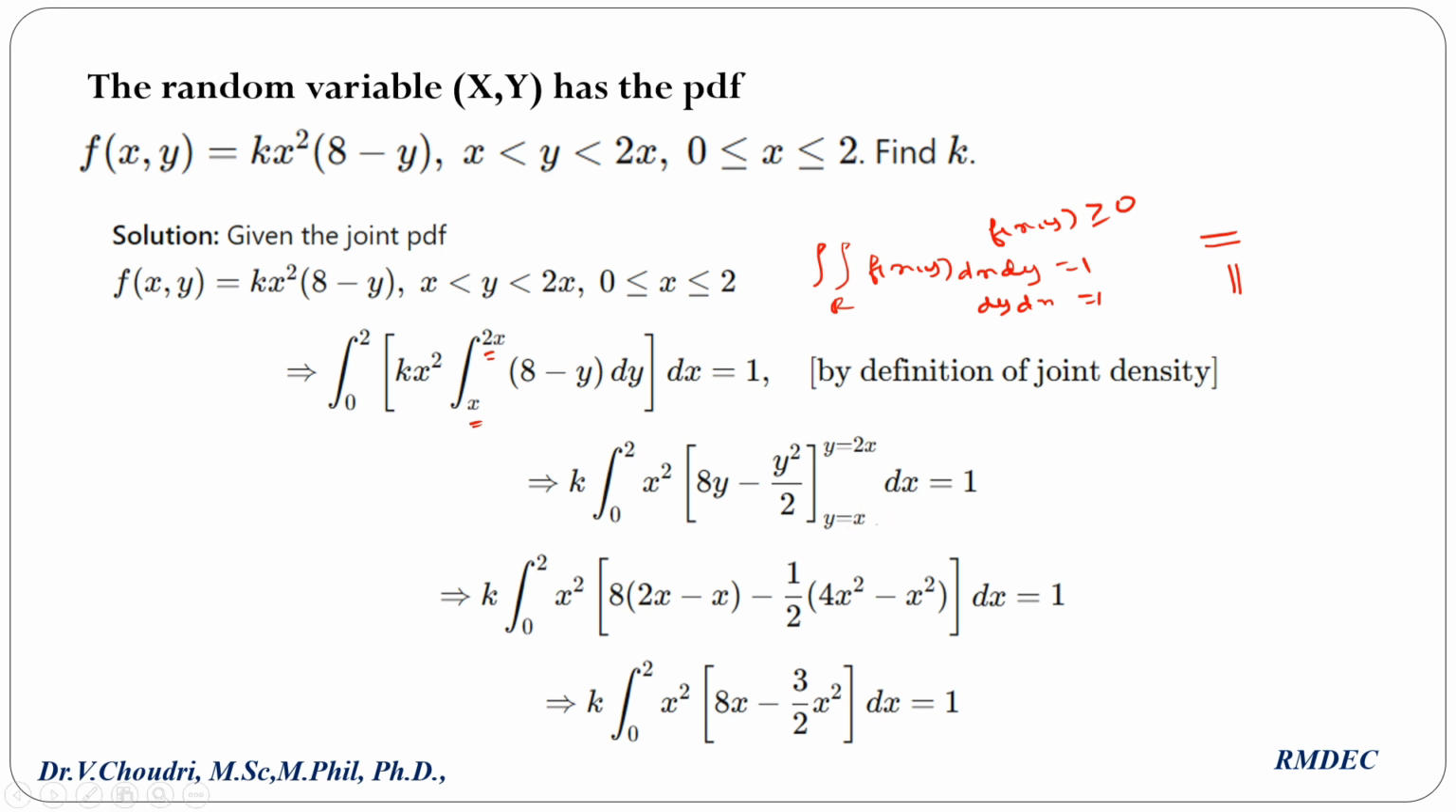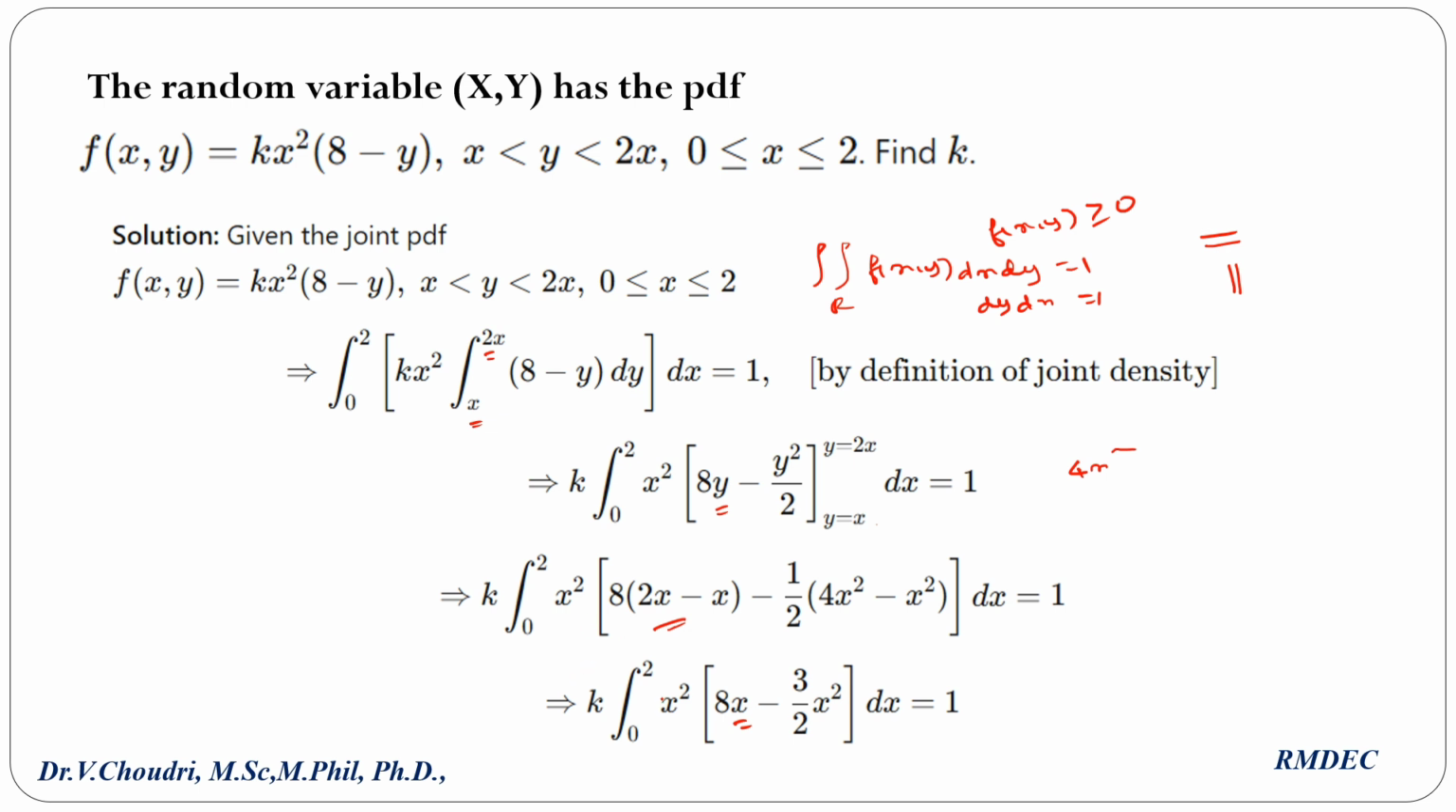Okay, x and 2x. So substitute y: replace y by 2x minus x, and replace y square by (2x) whole square, 4x square, minus x square. That's all. So I am keeping x square as it is. I am replacing y by upper limit and lower limit, minus replacing y square by upper limit and lower limit. The rest of the integration as it is and right hand side equal to 1. Simplifying this: 8x (2x minus x) is 8x, 4x square minus x square is 3x square, divided by 2.